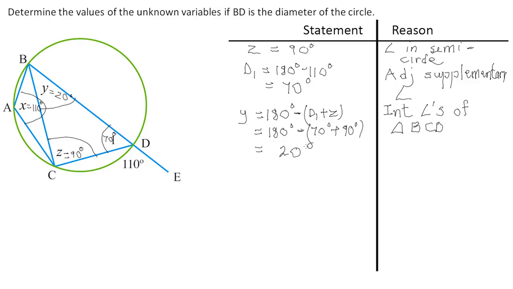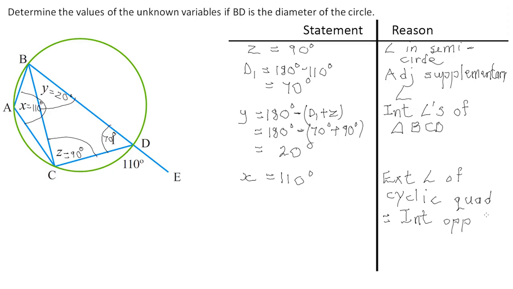And then obviously x is equal to 110 degrees. The reason: exterior angle of a cyclic quad equals the interior opposite angle.